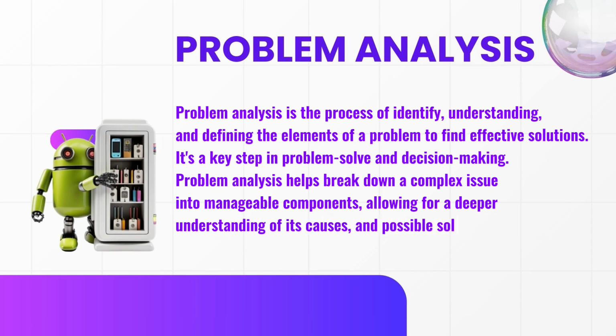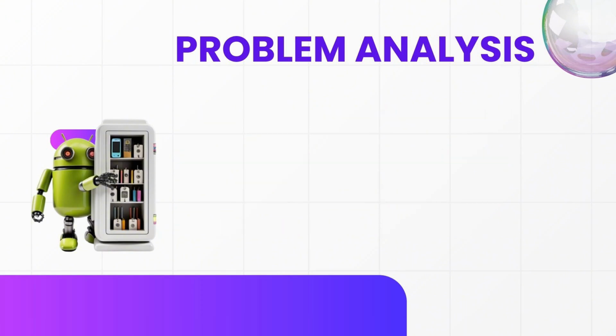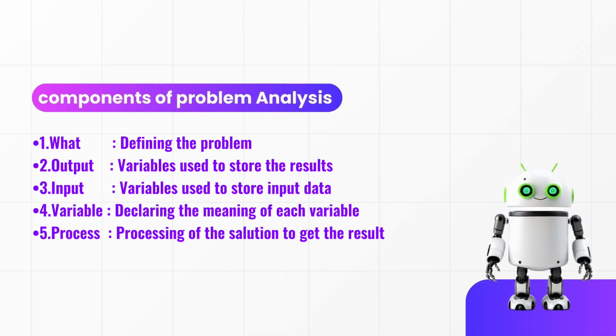So before you write the program, we should understand what the problem actually is, how to find the solution, and what the solution will be. After that, you will be able to write the program. Okay, these are the steps of problem analysis. We have 5 steps.